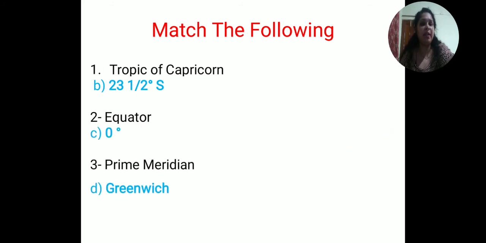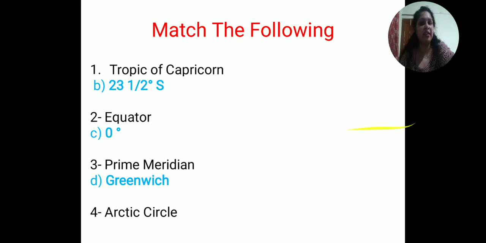Prime meridian, what is prime meridian? Prime meridian is in Greenwich. So the answer is D, Greenwich. Arctic circle, the answer for the match the following Arctic circle is A, 66.5 degrees north. So in the match the following, for first Tropic of Capricorn, the answer is B, 23.5 degrees south. Equator, the answer is C, 0 degree. Prime meridian, the answer is D, Greenwich. And fourth Arctic circle, the answer is A, 66.5 degrees north.